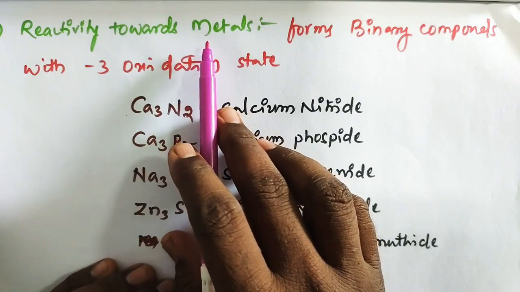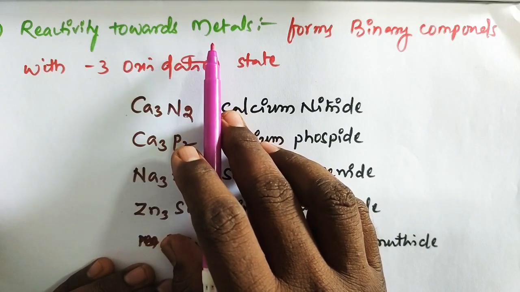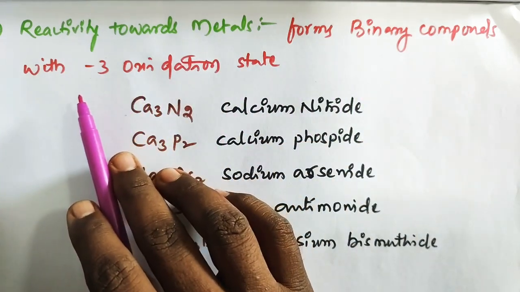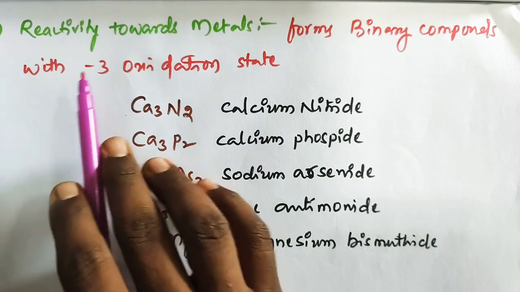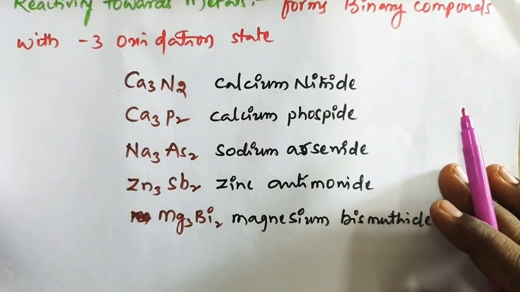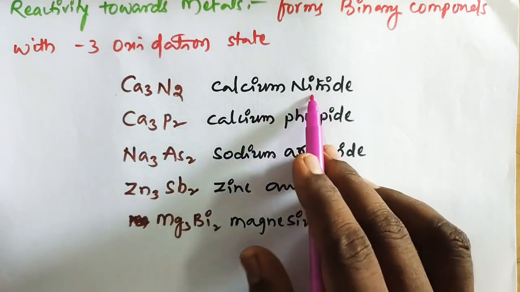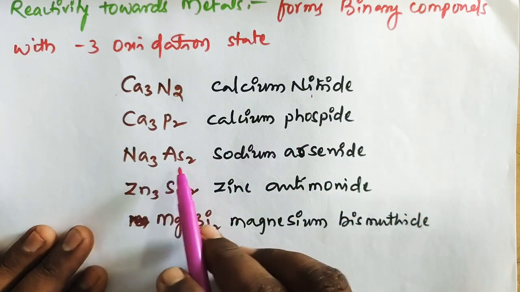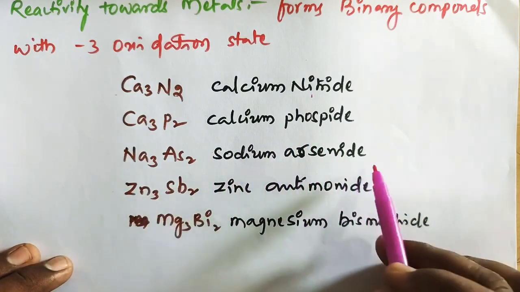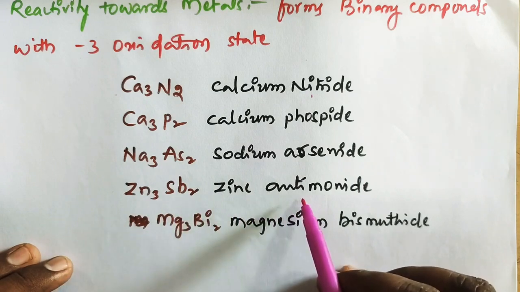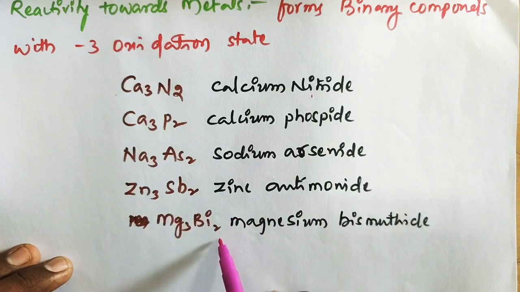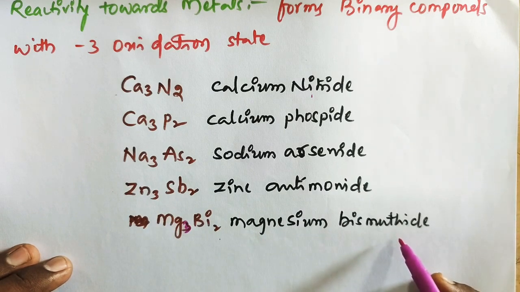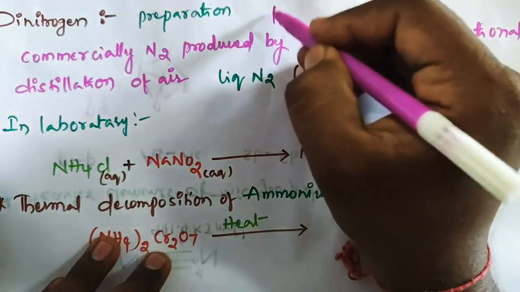Reactivity towards metals: these 15th group elements react with metals to form binary compounds with a -3 oxidation state. Some of the binary compounds are Ca3N2, calcium nitride, and Ca3P2, calcium phosphide, Na3As2, sodium arsenide, Zn3Sb2, zinc antimonide, and Mg3Bi2, magnesium bismuthide.